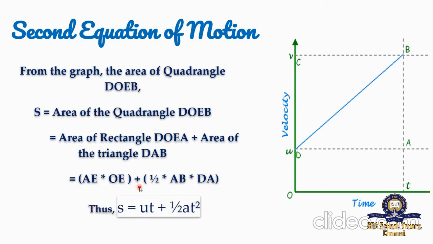S is equal to ut plus half at square. How do we get this equation? We know AE is nothing but u, the initial velocity, and OE is nothing but T. You just need to substitute the values, and plus half AB. In the previous equation we saw that AB is acceleration into time, so AT into DA, which is T again, gives T square. Thus we get the second equation, S is equal to ut plus half at square.